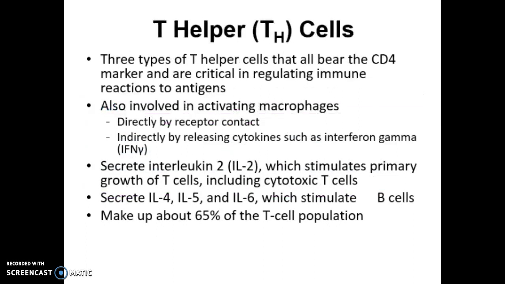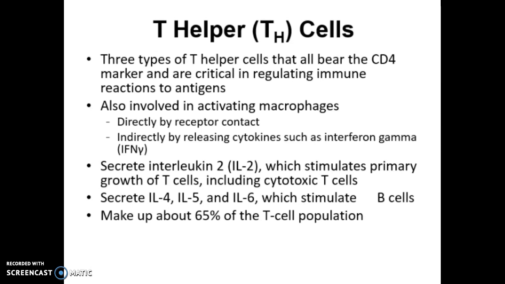All right, so helper T cells, I kind of already mentioned this, right? They're going to help regulate the immune response to antigens. All right, they're going to activate macrophages, and they do this by secreting different interleukins, those IL molecules. And they actually make up a pretty large portion of the T cell population.